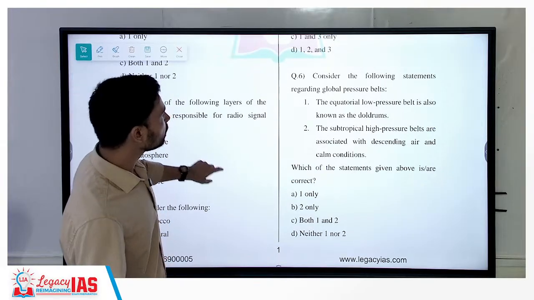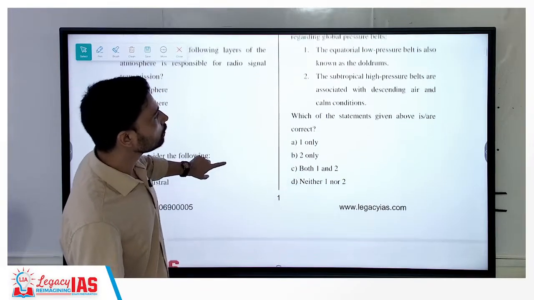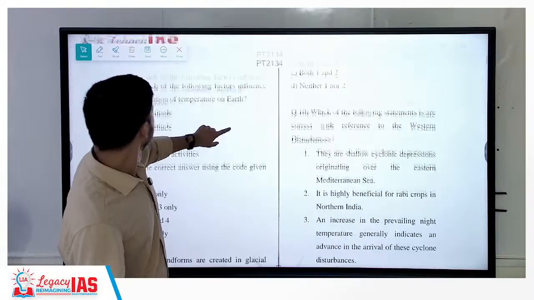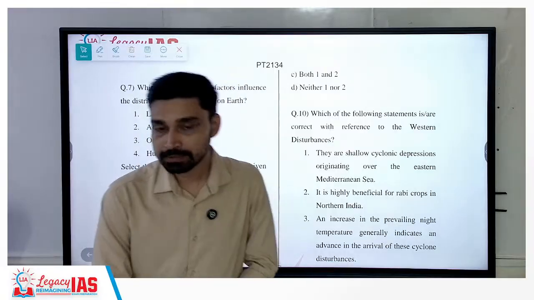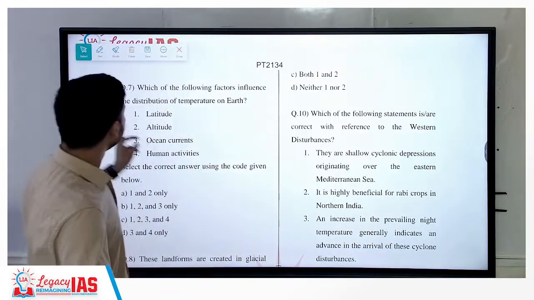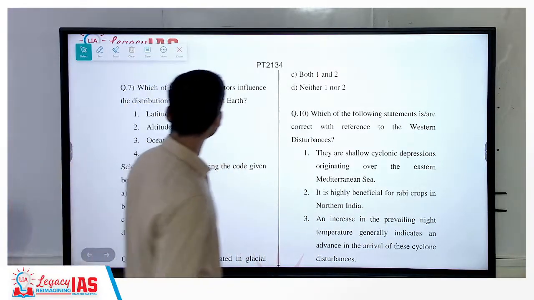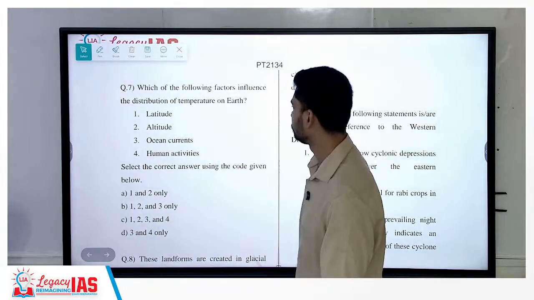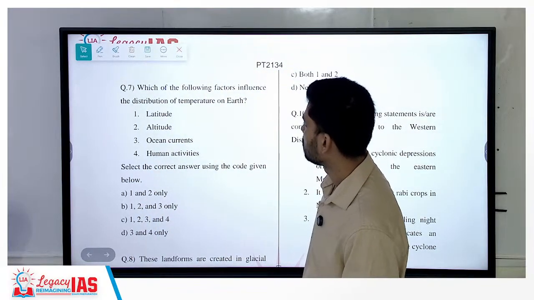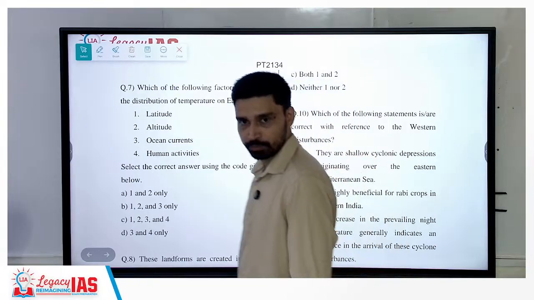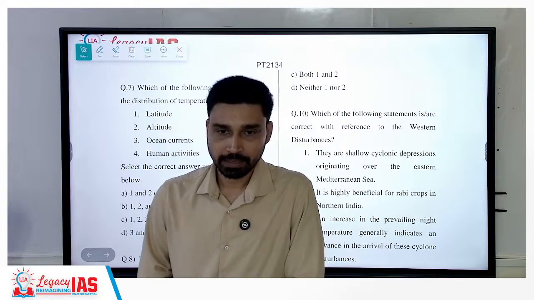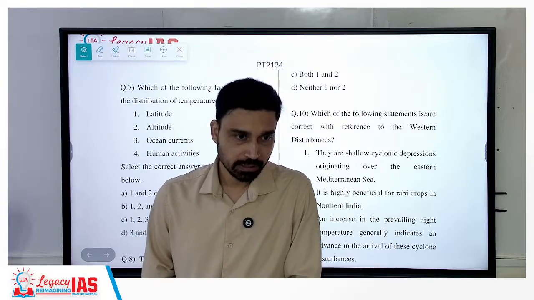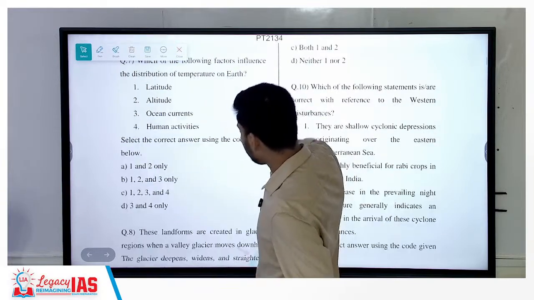What is the subtropical high pressure belt referred to as also? Like the equatorial low pressure belt is called doldrums, what do you call the subtropical high pressure belt? The term that we have used for that also. Horse latitude. Right, horse latitude. Which of the following factors influence the distribution of temperature on Earth? All four. Human activities also. What they are asking: distribution of temperature. Global warming is what? Anthropogenic, human-led. Right. So all the four, human activities. C.